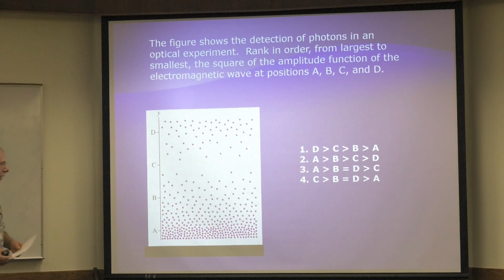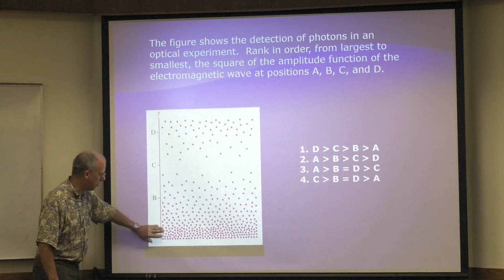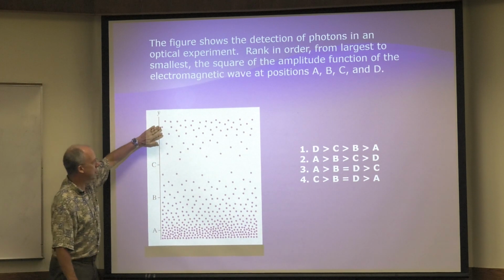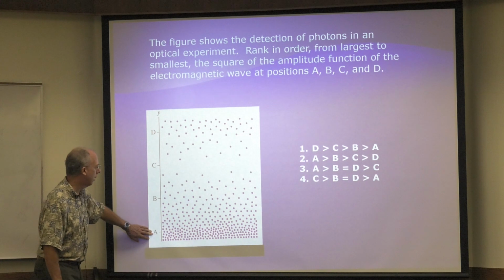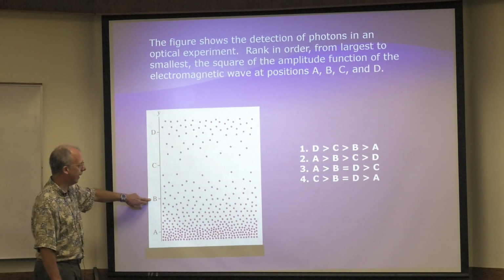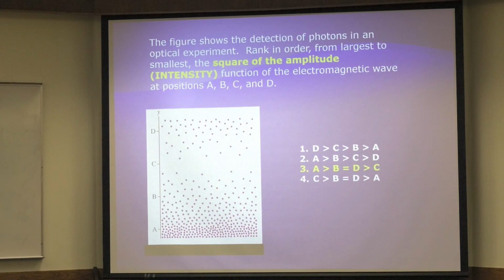Okay, so I hope you realize that you have more dots here than anywhere else, so this is the highest intensity. This looks pretty much the same as that. So A is the winner. It looks like D and B are tied for second, and C is definitely last. So there you go.